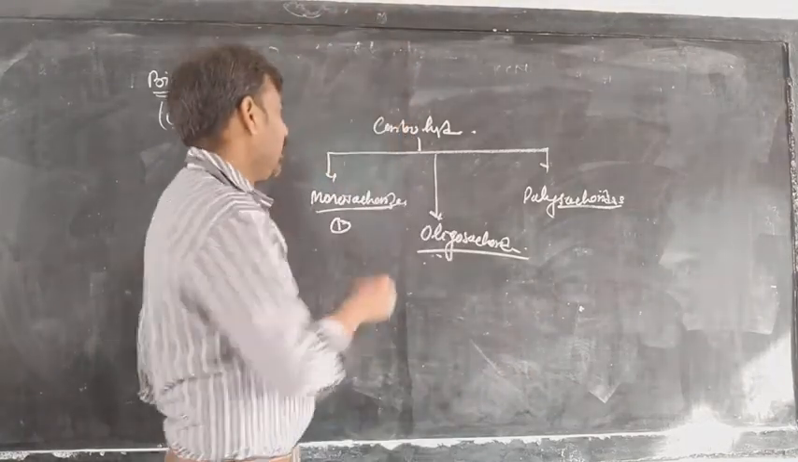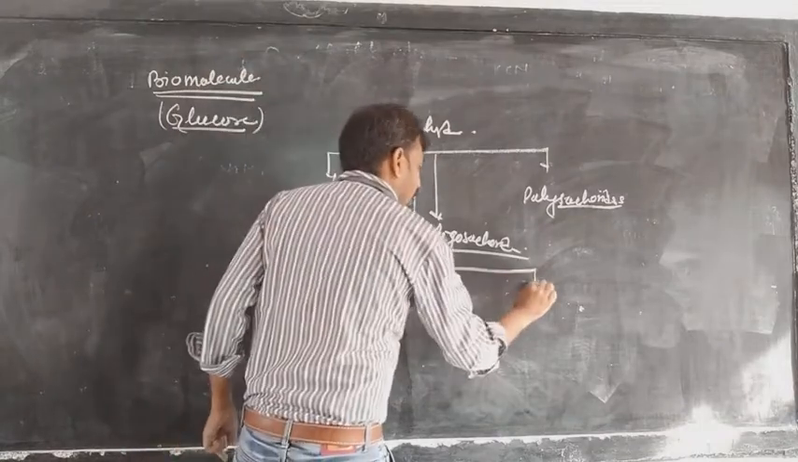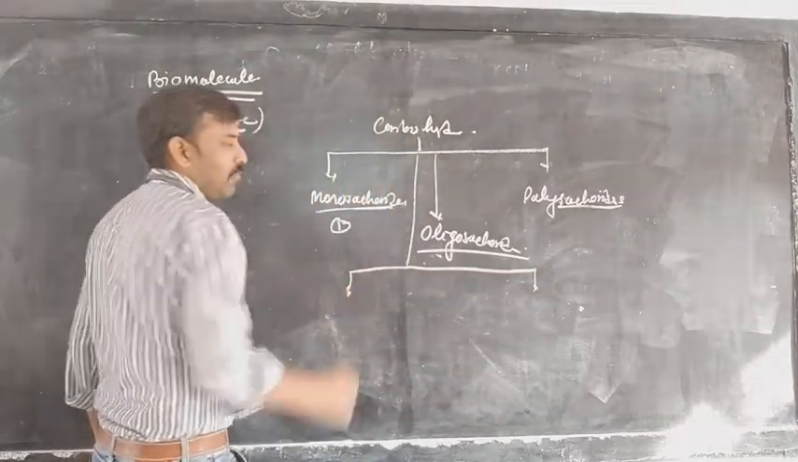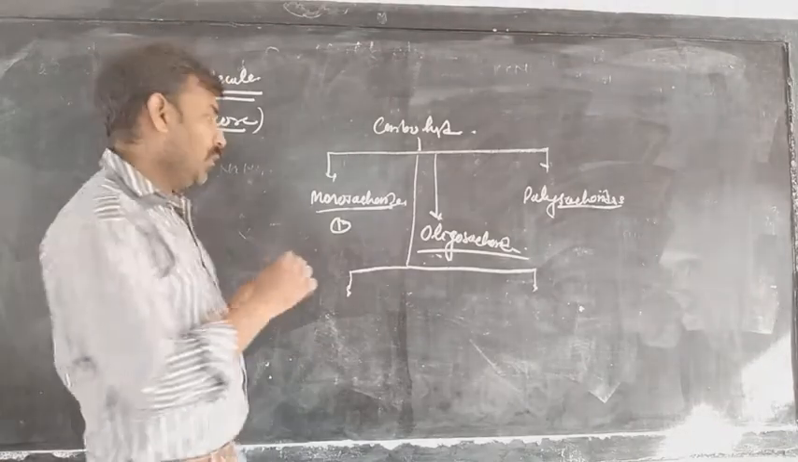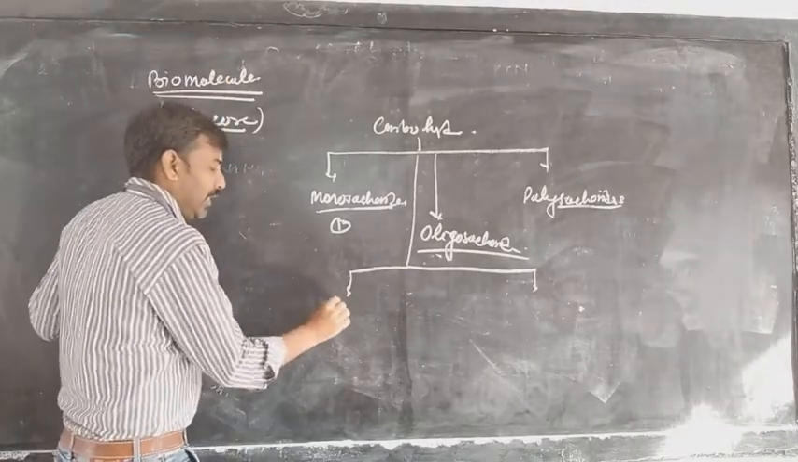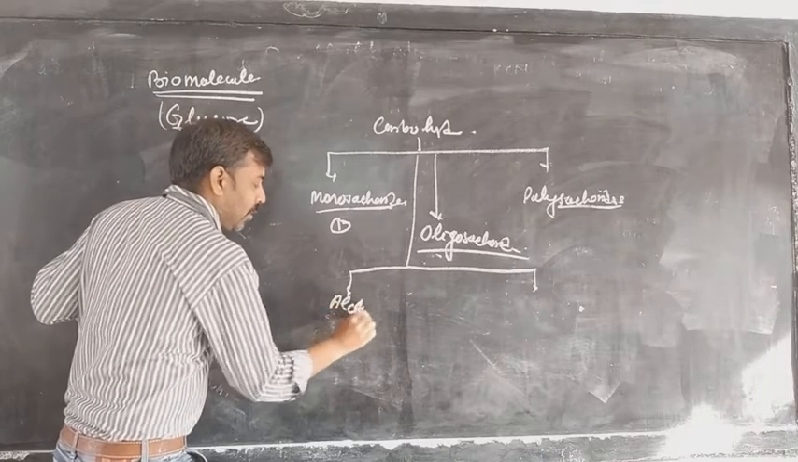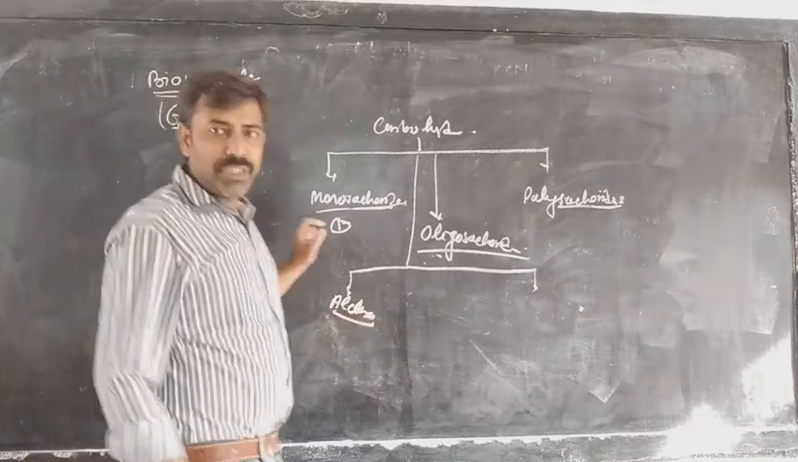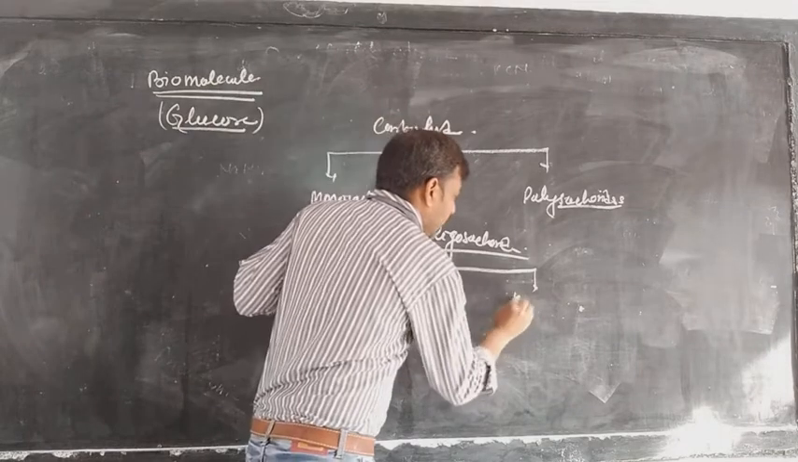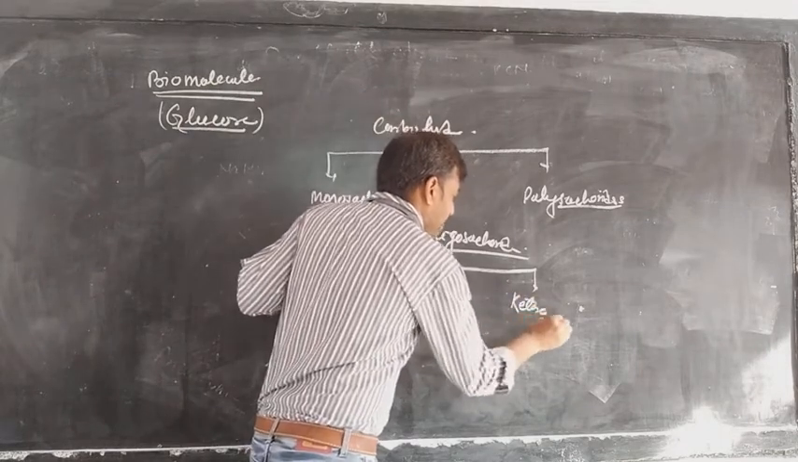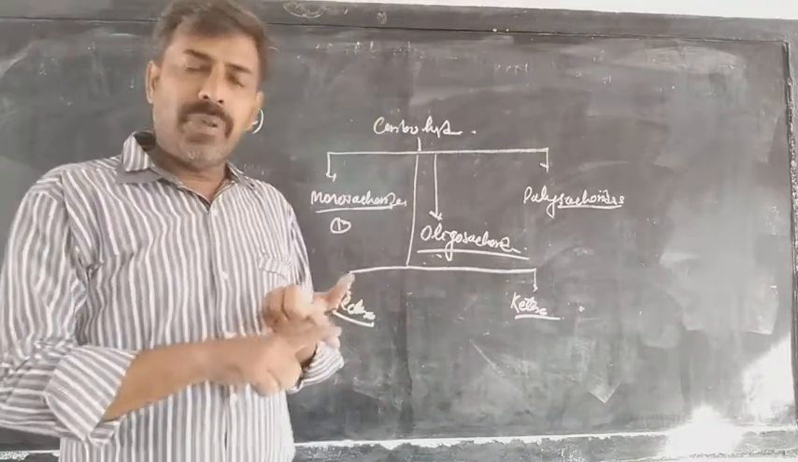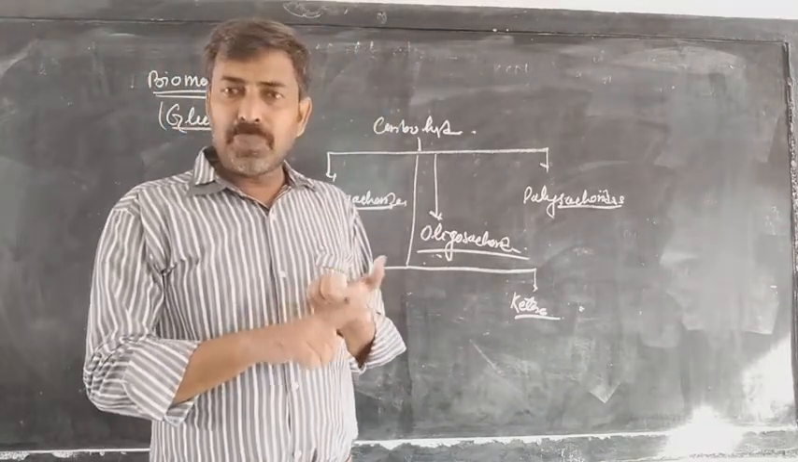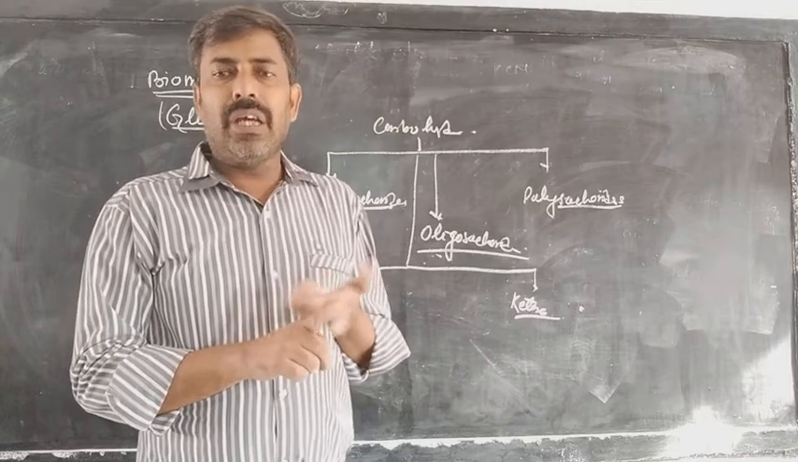When you again classify the carbohydrate on the basis of the functional group, there are two different types of carbohydrate. The first one, which contains the aldehyde group, is called aldose, and which contains the ketone group, that is called ketose. So the species containing the aldehyde group are called aldose, and species containing ketone group are called the ketose.